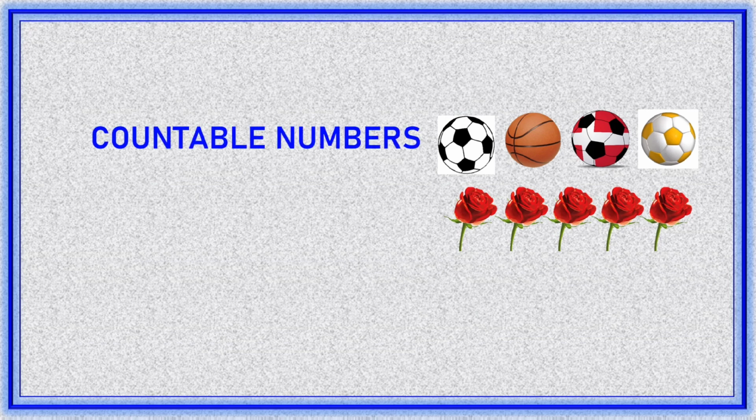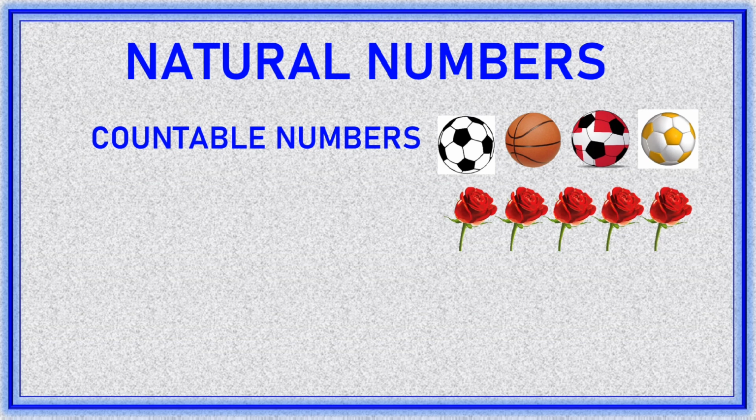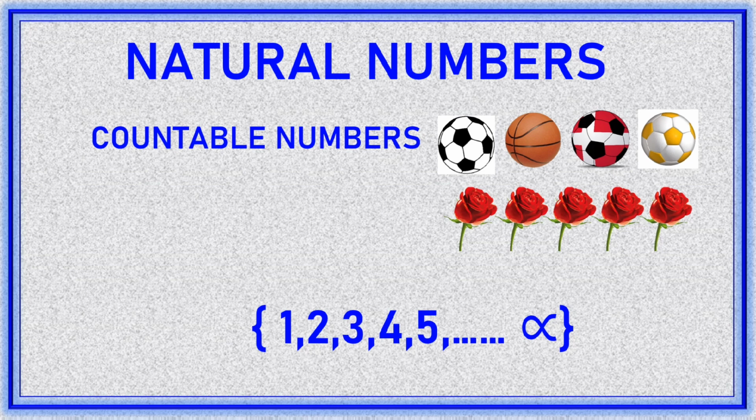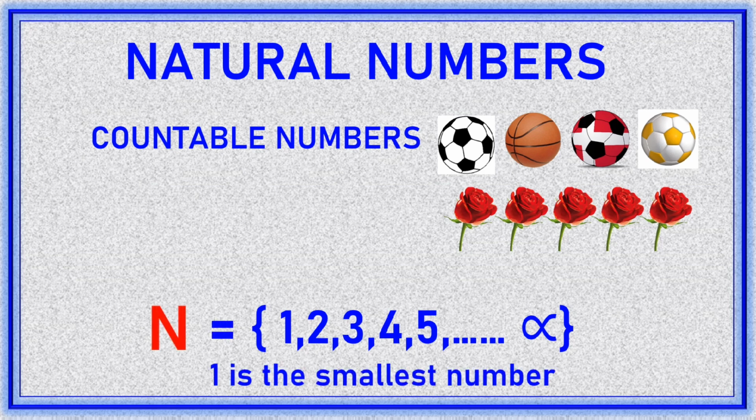Here 4 bars are there: 1, 2, 3, 4. We will count from 1. In a similar way, 1, 2, 3, 4, 5 roses are there. These are countable numbers, and these countable numbers are called natural numbers: 1, 2, 3, 4, 5 and so on to infinity. The least number is 1. 1 is the smallest number, and natural numbers are denoted by the capital letter N.